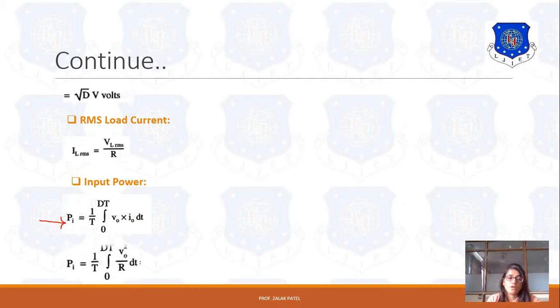Now if we integrate this, then it is 1 upon T, and again the integration remains as it is, but this I can be written as V by R. V0 is also V, so V square upon R. Now if we integrate this last equation, we get D into V square upon R, because this V0 square upon R is constant, so it is out of the integration, 1 upon T as it is, but the integration of 1 dt is T and the limit is from 0 to dT, so it is dT upon T, so D into V square upon R. So this is called the input power.